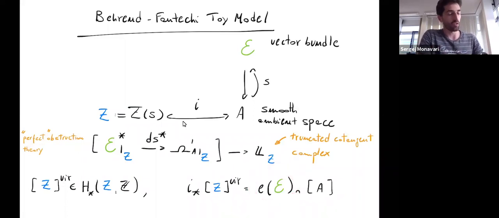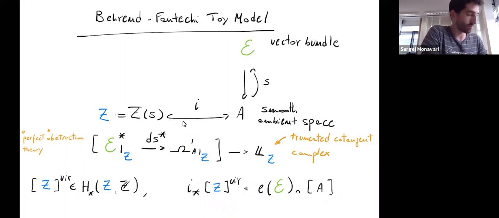So the feature of this toy model of Behrend-Fantechi is that in the general case, even if it is not transverse, you have something called a perfect obstruction theory, which gives rise to a virtual fundamental class, which behaves as if the section was cutting the subscheme regularly. So the virtual fundamental class always pushes to the smooth ambient space to the Euler class of the bundle.